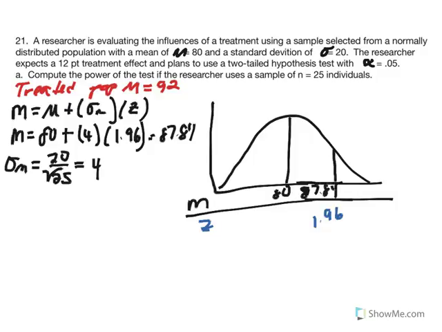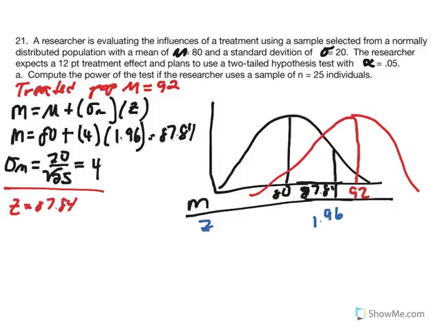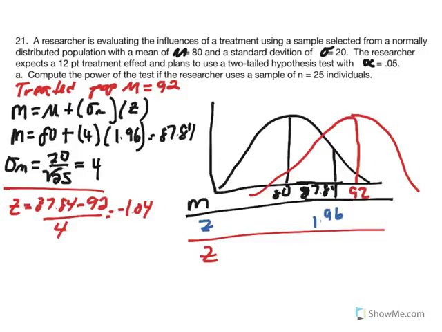So we've just determined that this value here is equal to 87.84. And now we're going to consider the treated population. Okay, so we anticipate the treated population to have a mean of 92. And we're going to transform that sample mean of 87.84 minus 92 divided by standard error of 4. And we get a z-score of negative 1.04. So again, we're saying that the z-value given the treated population, sample mean of 87.84 is negative 1.04 standard errors below the mean. That's where that 1.04 was coming from, that last mistake that I made in the previous example.